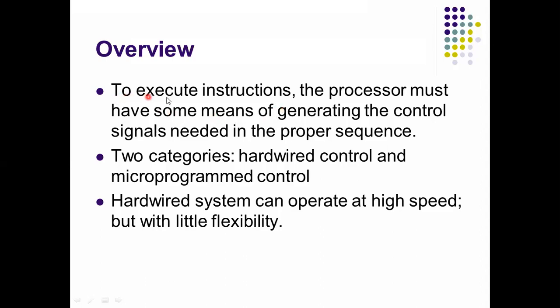So to execute instructions, the processor must have some means of generating the control signals. Why do we need the control signals? They are needed in the proper sequence, that means in the proper execution of instructions. To generate those control signals, we have two categories: hardwired control unit and microprogrammed control unit. In this class, we learn the hardwired control unit.